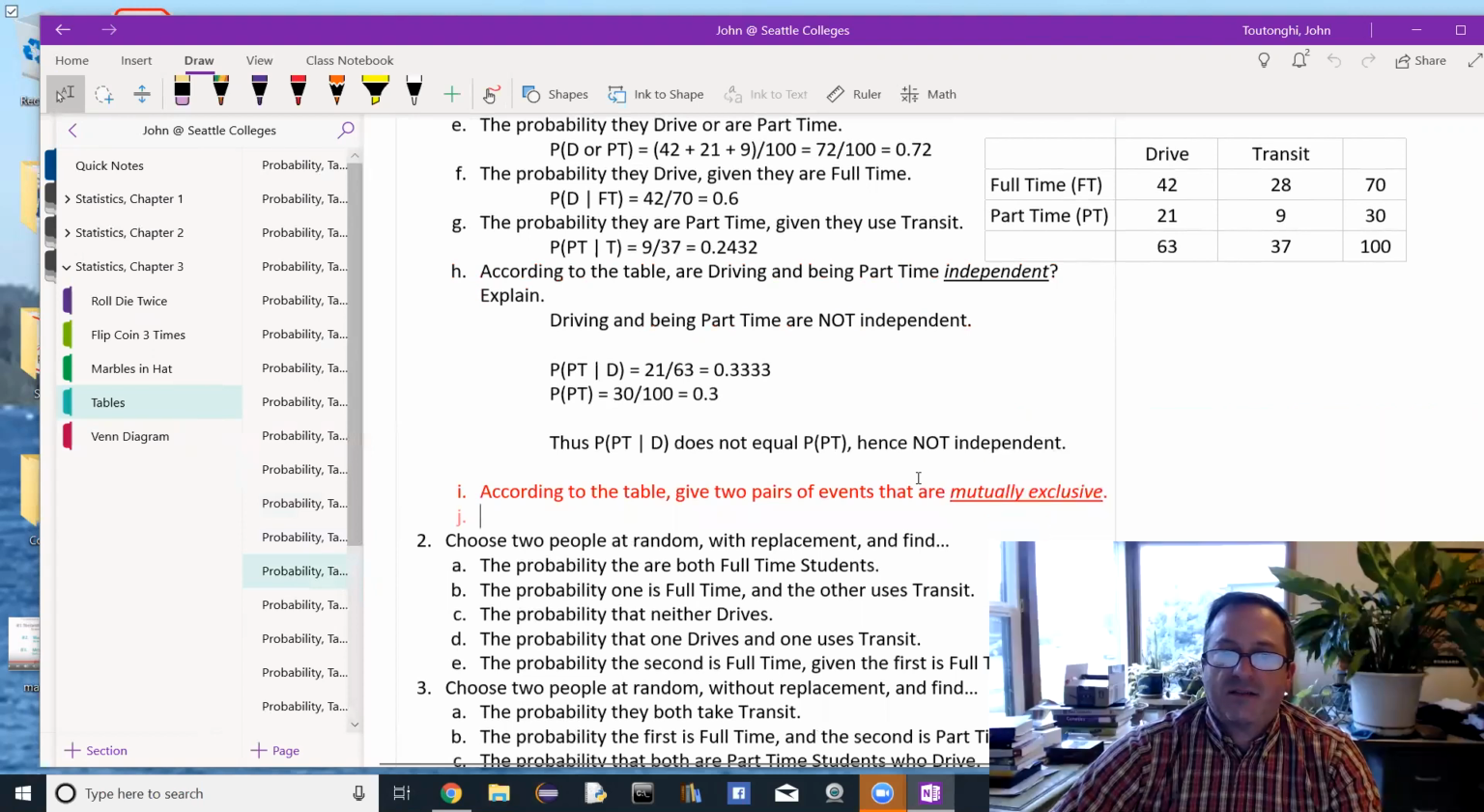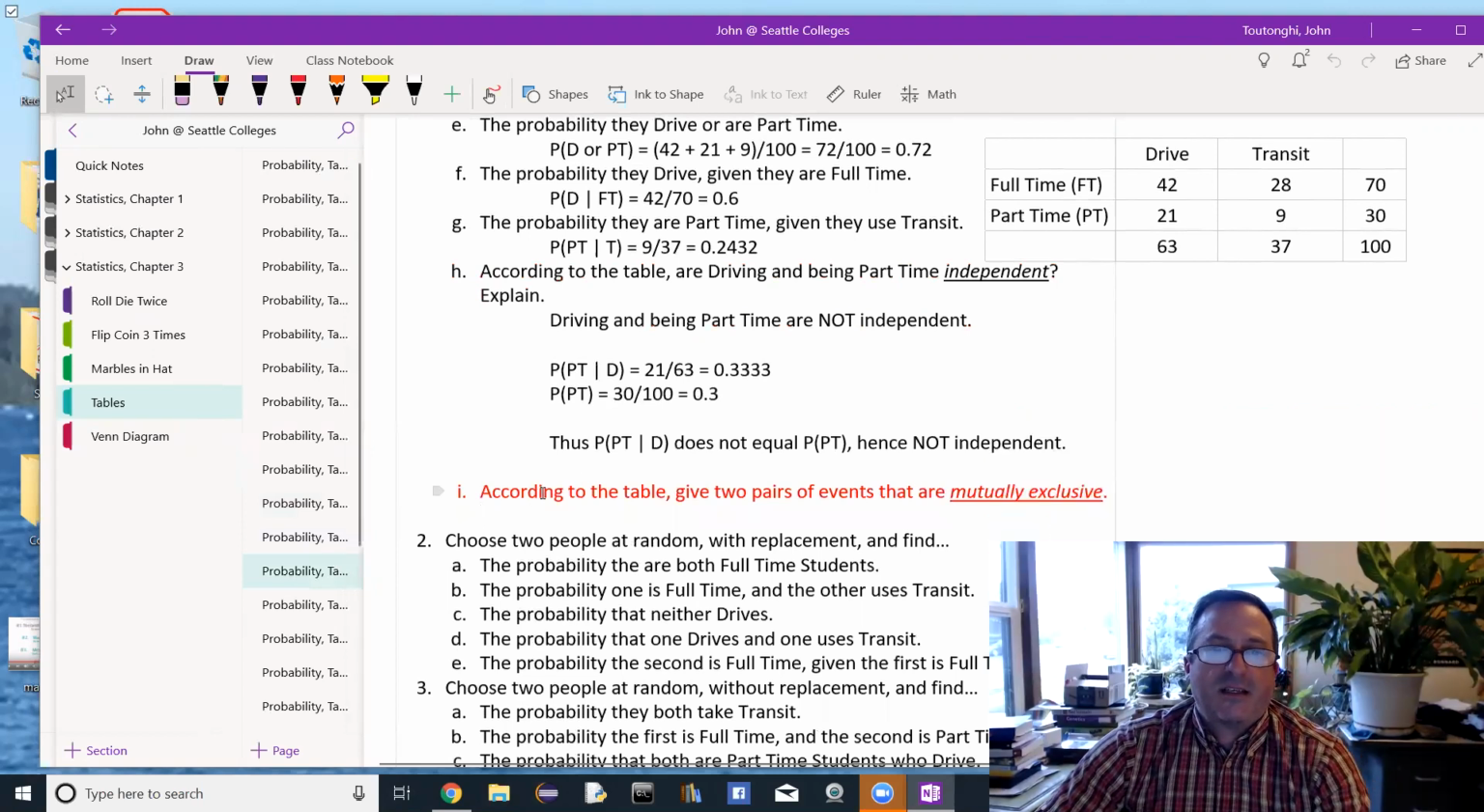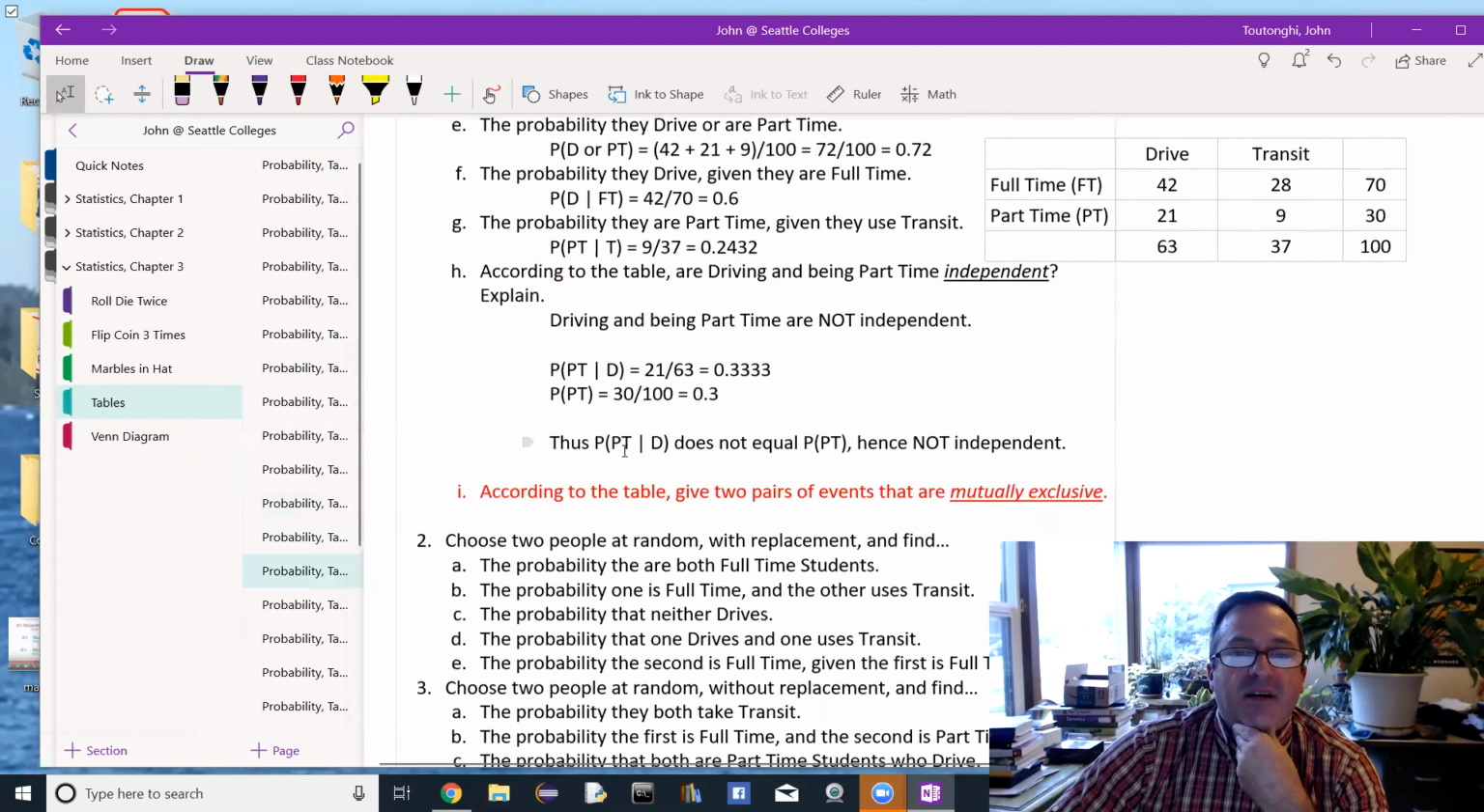Or restated here, thus, the probability that part-time given that you've driven does not equal the probability of part-time. In other words, the fact that I've driven affects the probability. So the fact that I drove to school means it's more likely that I'm part-time. Hence, these two things are not independent.